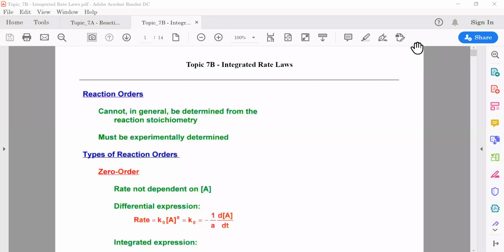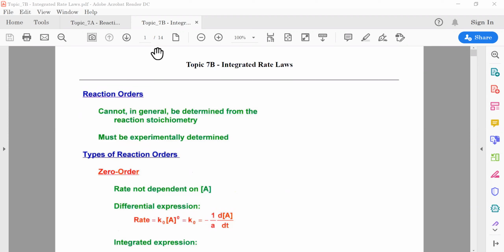Hello, everyone. For the last lecture of the semester, we're going to continue what we started in the last class, talking about reaction kinetics, or the speeds of reaction. In particular, we're going to focus now on what your book refers to as integrated rate laws.